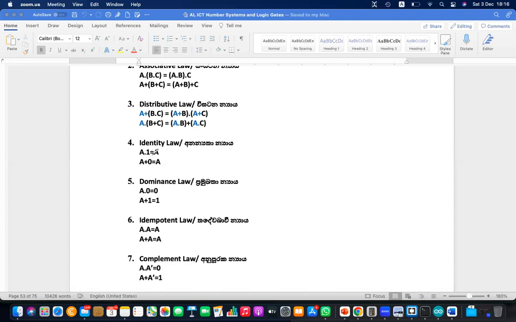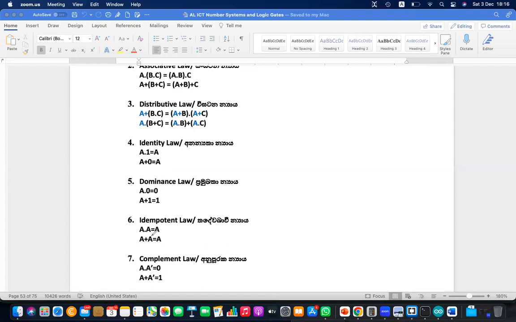Dominance law. Identity is basically, if an unknown identifier is there, the answer is the same identifier. Because A and 1: if A is 1, the output is 1, right? Because 1 and 1 is 1. If A is 0, 0 and 1 is 0. So that is the same A. Here, if A is 1, 1 or 0 is 1. If A is 0, 0 or 0 is 0, right? That is the same A. That is why it's called identity.